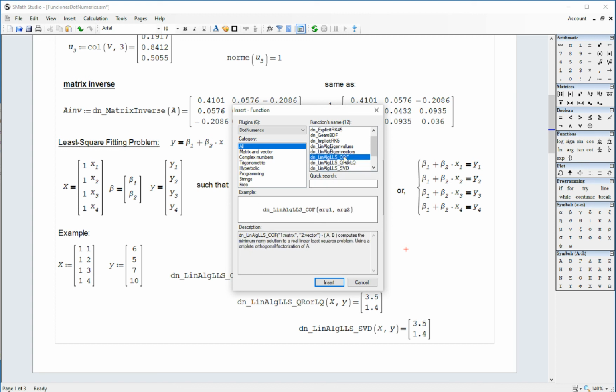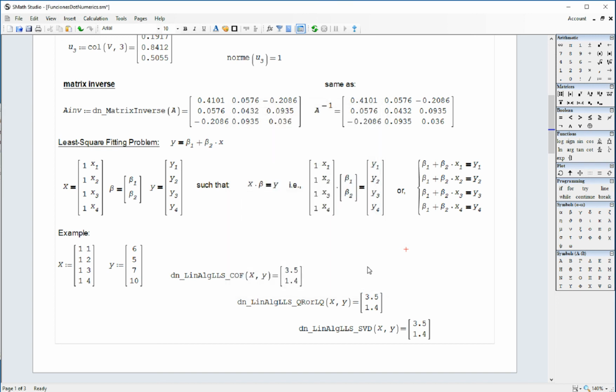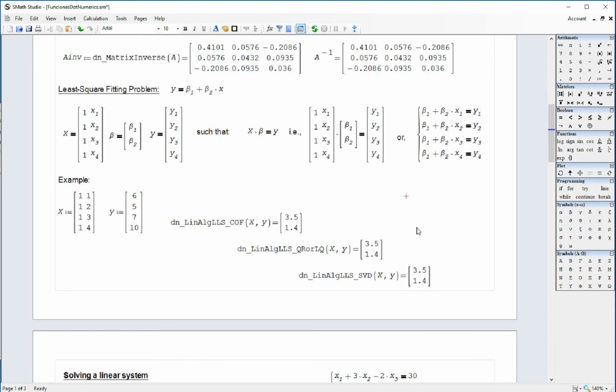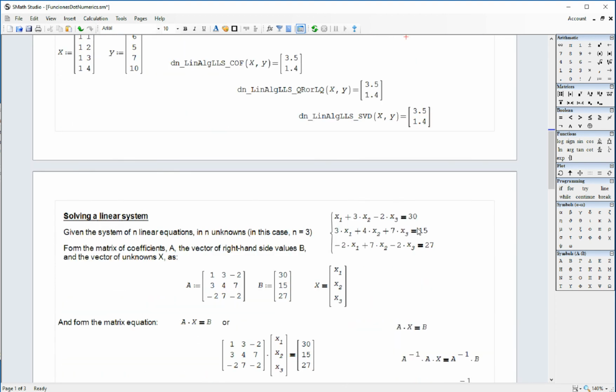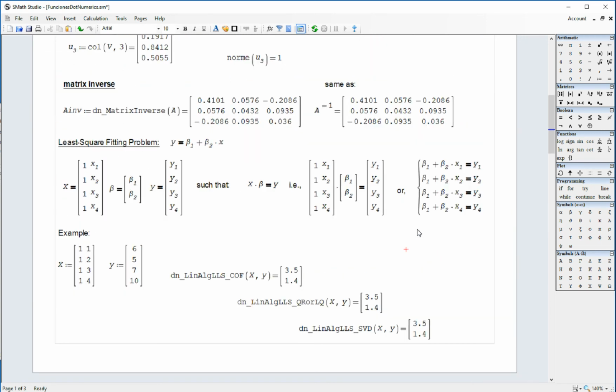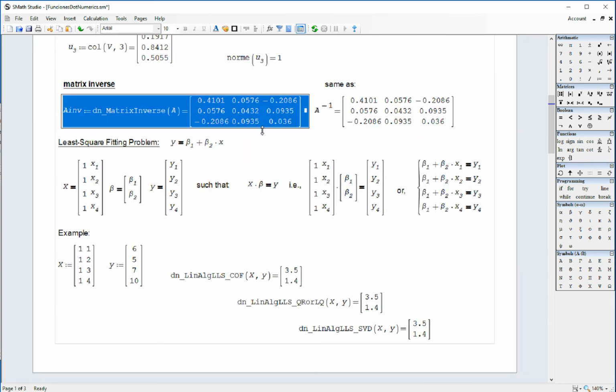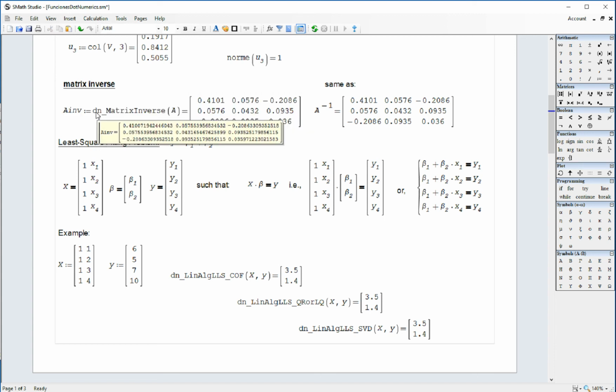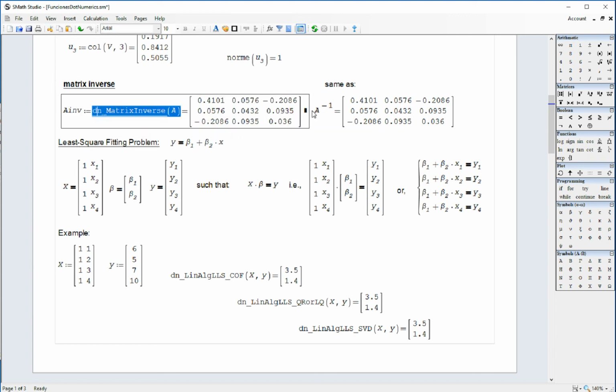This is called the orthogonal factorization. This is called the QR or LQ, and this is going to call the singular value decomposition. I'm just showing you how you can use those particular functions to solve problems. And this is the matters related to linear algebra. There's one more function of interest, and that is calculating the inverse matrix. And you can use this function, the matrix inverse of A, or simply A to the minus 1.